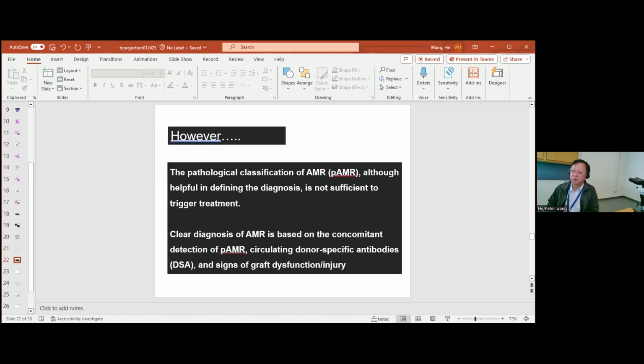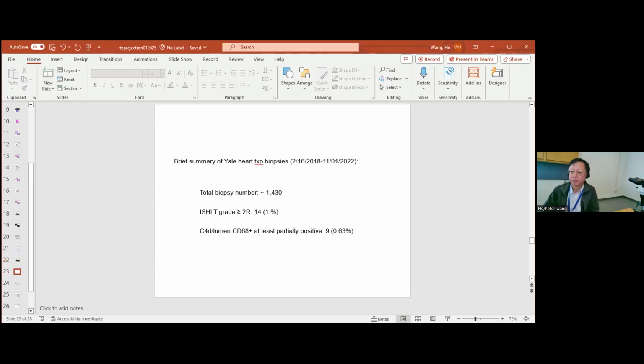But as you know, it is well known that the pathological change of AMR is only one piece of the puzzle. We need circulating donor-specific antibody, and we need signs of graft dysfunction before we make any clinical intervention. So that's pretty much classically what we do for ACR and AMR. Any questions?